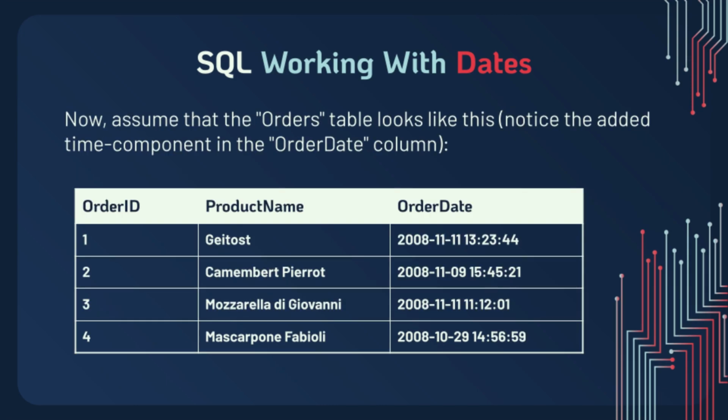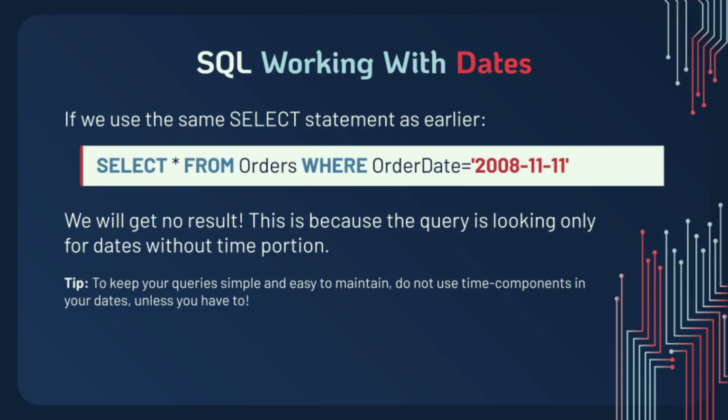Now, let's assume that the orders table looks like this. Do you notice the added time in each date in the table given? Now, if we use the same select statement as earlier, we will get no result. This is because the query is only looking for dates without the time portion. To keep your query simple and easy to maintain, do not use time components in your dates unless you have to.